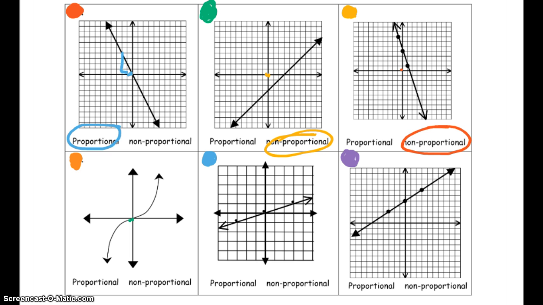In this third situation, we do go through the origin. However, the slope of our line is not consistent. We do not have a consistent change in y over a change in x. So this is non-proportional. In this next situation, we do pass through the origin. We have a direct variation. There's a linear relationship here, so it is proportional. And then in our last situation, we do not go through the origin, so it is non-proportional.